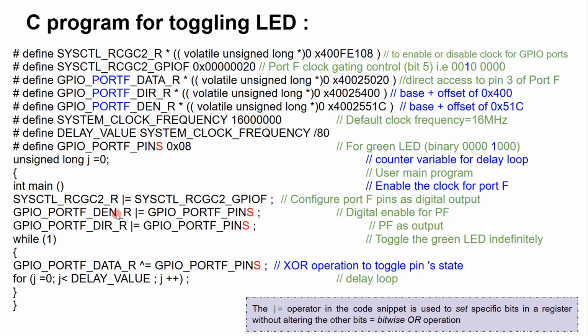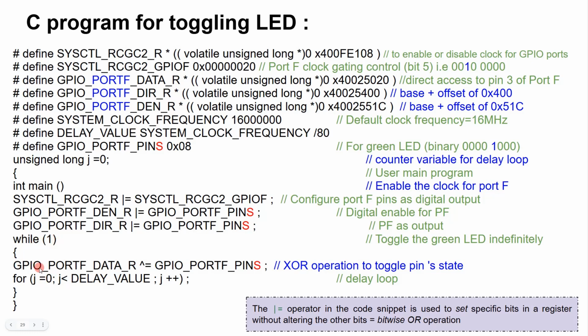We need to use the GPIO port F pins only for the digital enable as well as for the direction for setting them as output. Then we give it a loop. We want the blinking of the LED to be on a continuous basis, so we provide a while loop.